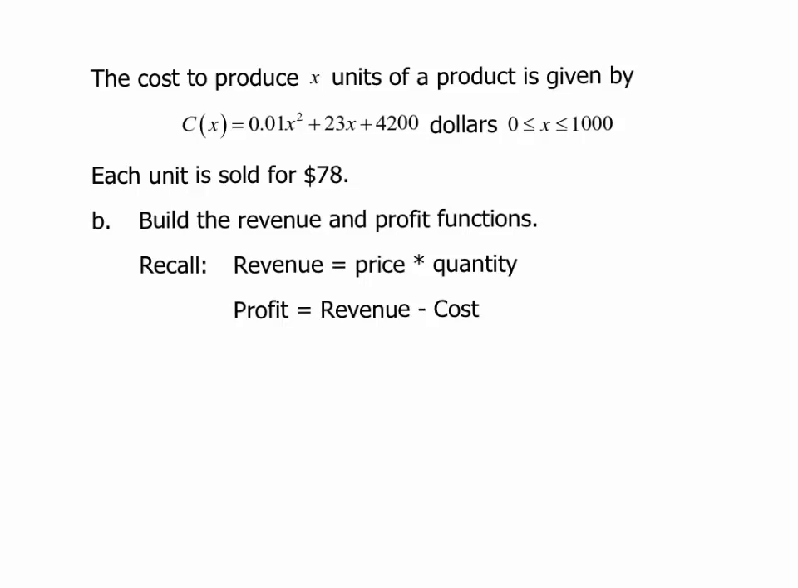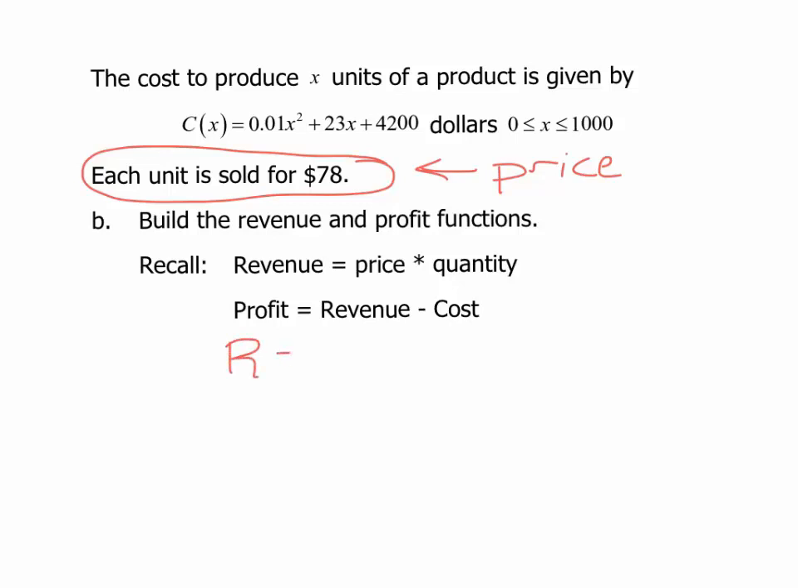In part B, we're asked to build the profit and revenue functions. And recall that revenue is price times quantity. And in this problem, they told us that each unit is sold for $78. So this tells us our price. So our revenue function is R equals our price, which is 78, times the number of units, and remember we're selling X units, so it's going to be 78X.